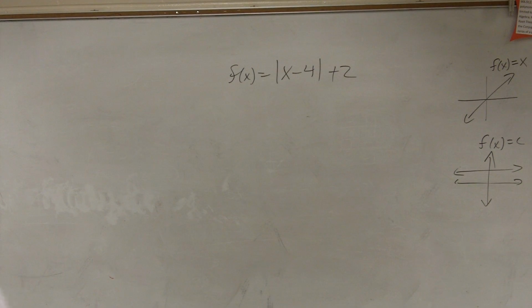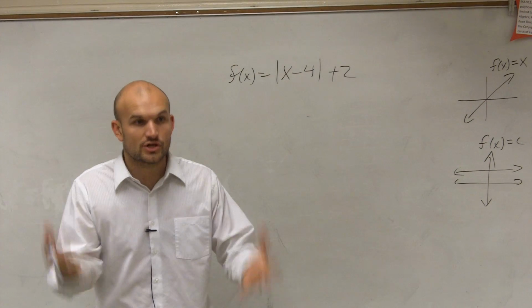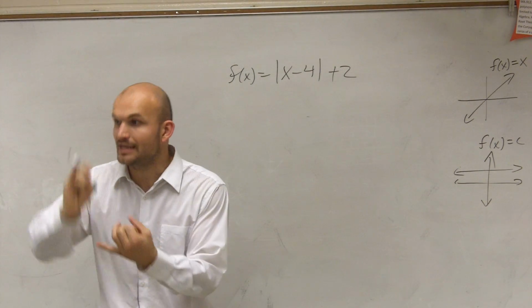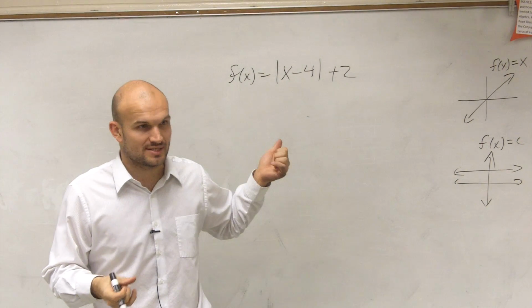Perfect. If I was going to do this problem, let's just get through, again, the first thing we need to do is understand what it is. It's an identity, a constant, absolute value, or quadratic. You have to pick one of them. So Trevor, which one is this?